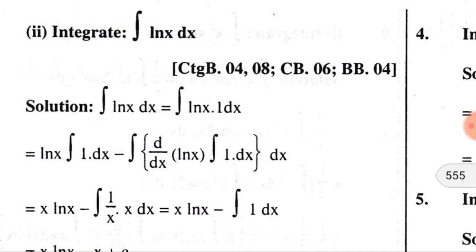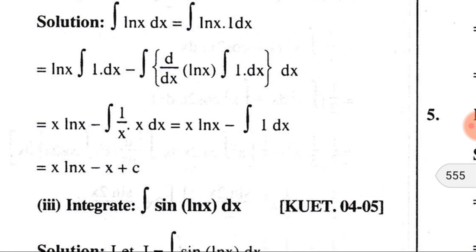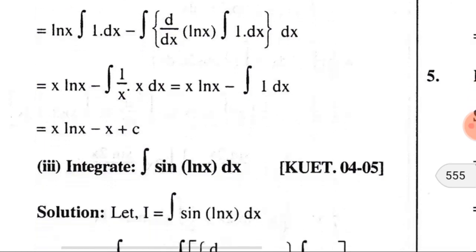Then the integration of dx is x, so we can write x ln x, and in the second term we will find that the derivative of ln of x is 1 by x, so I put that here, and the integration of dx is x. Now x will be cancelled. Next line we can write x ln x minus the integration of 1 dx. Then it can also be written as x ln x minus x plus c, where c is the integral constant.